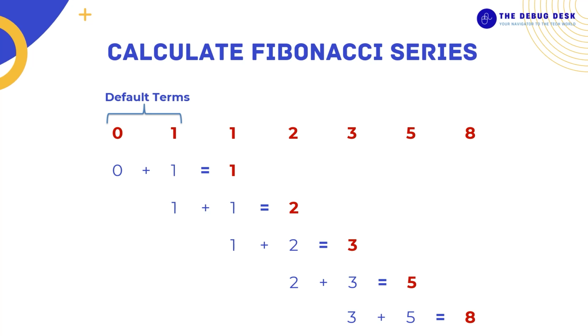So what we will do is we will ask the user how many terms the user wants to calculate, and we will calculate the Fibonacci series up to that particular number, and then we will display the result to the user.